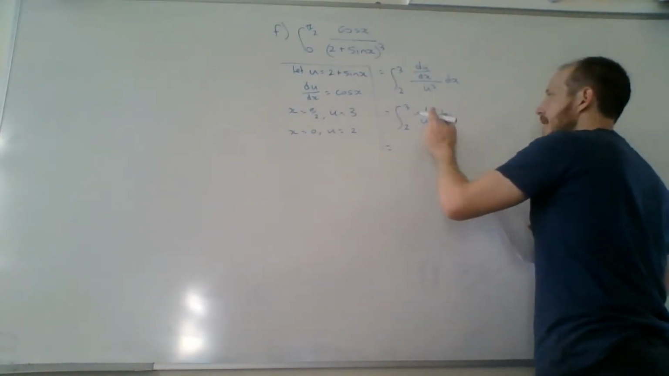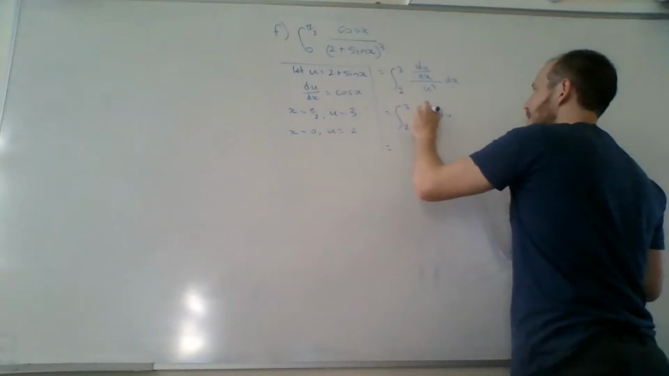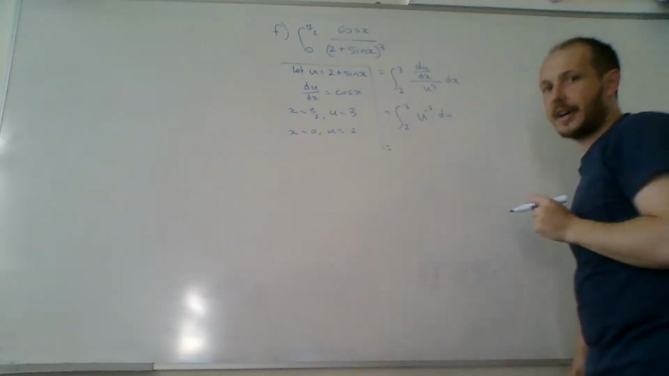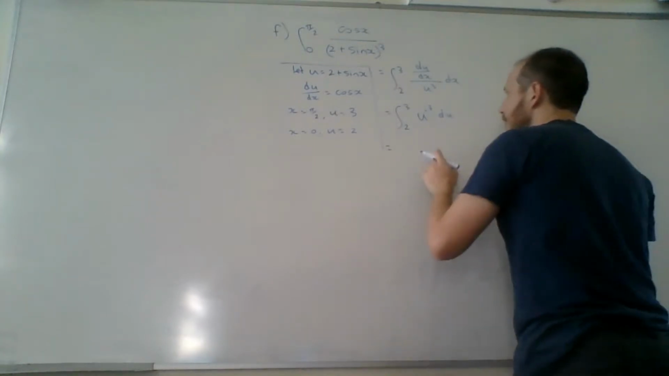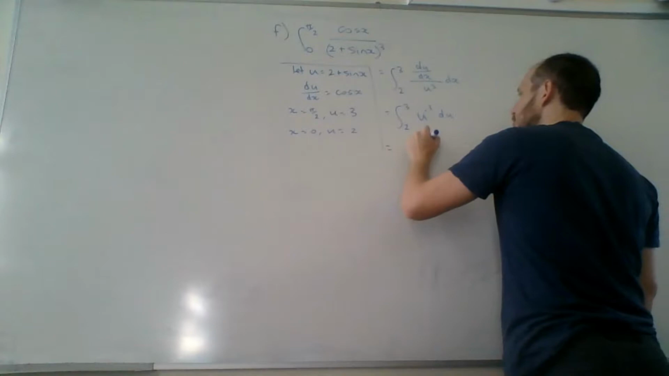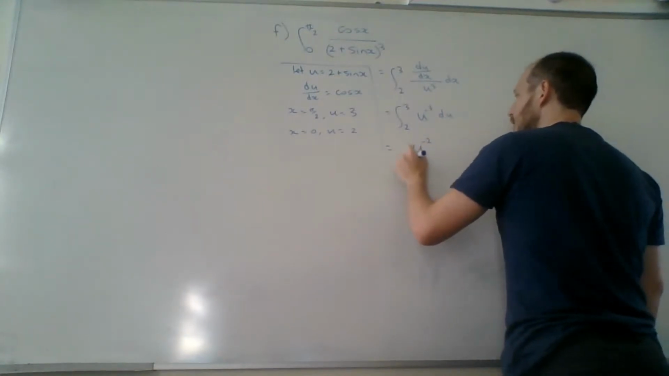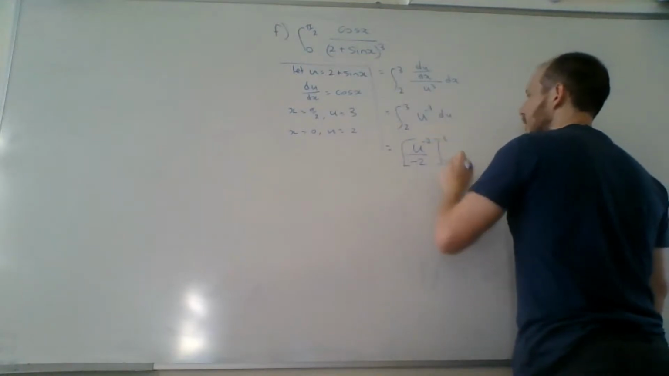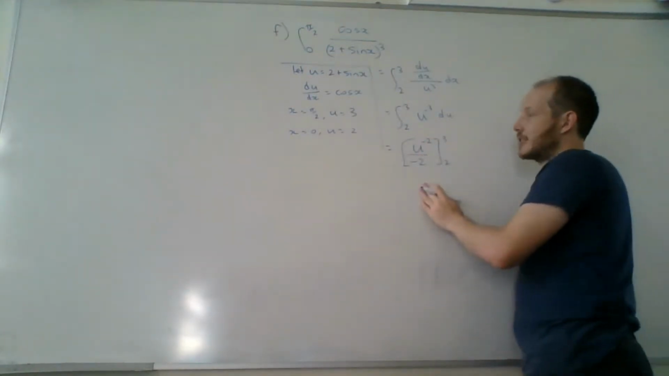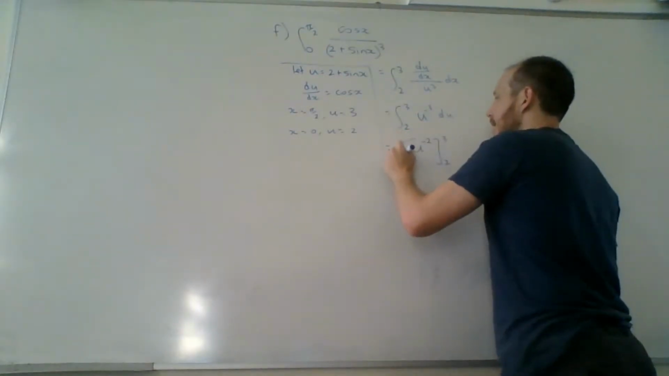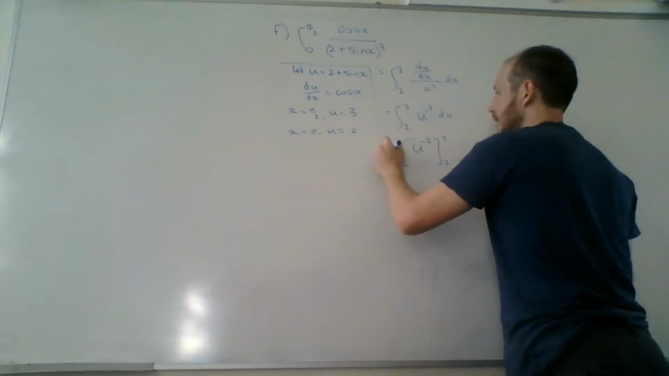Now, integrate this. Remember, 1 over u cubed is the same as u to the minus 3. So the integral of this will become, increase the power, u to the minus 2 over minus 2, from 2 to 3. Now remember, you can take the fraction outside of the bracket, which makes it easier. So you'll just have negative 1 over 2 out here.